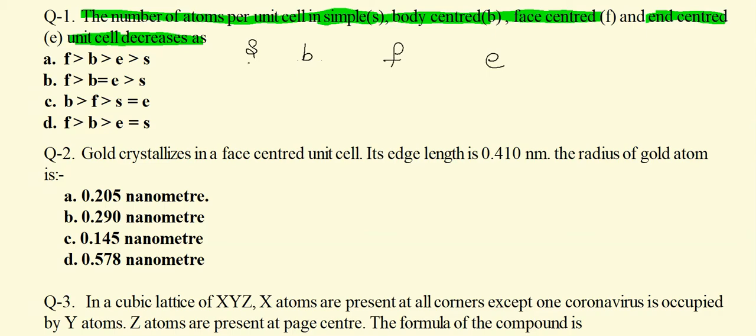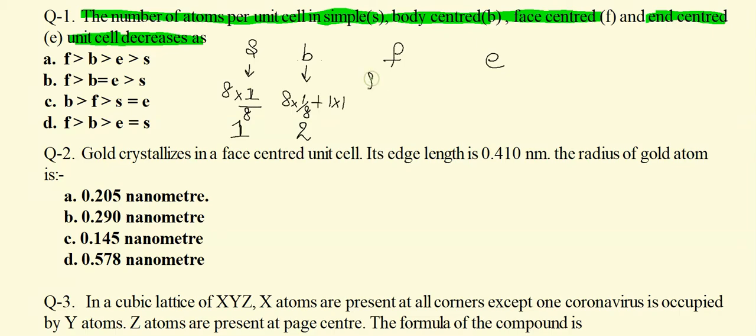So as we know, in a simple cubic cell, 8 atoms are present at the corners, and each atom gives its 1 by 8th contribution to the unit cell. So here only one atom's contribution is there. While in the case of body centered, 8 are at the corners, each contributing 1 by 8th, and 1 at the center. Hence here two atoms are contributing for a body centered unit cell.